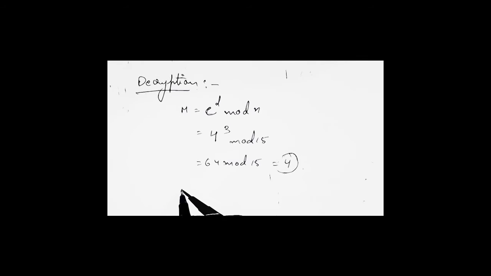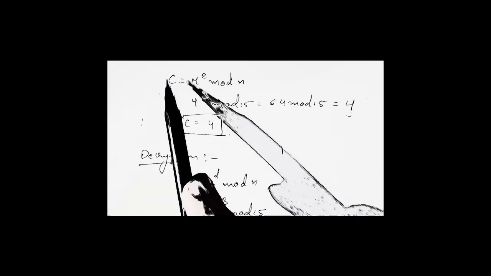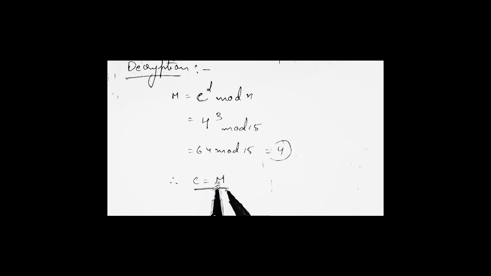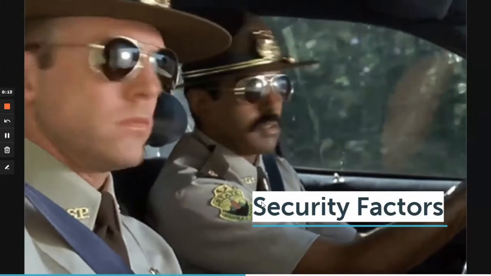Therefore C is equal to M. After we encrypt the data, C is equal to 4, and when we decrypt this data we get the same value which was given in the question. This is just verification that the process we have done is correct. This is how you solve an example of RSA. Sometimes E is directly given in the question, but sometimes you need to calculate it as we have calculated in this example.